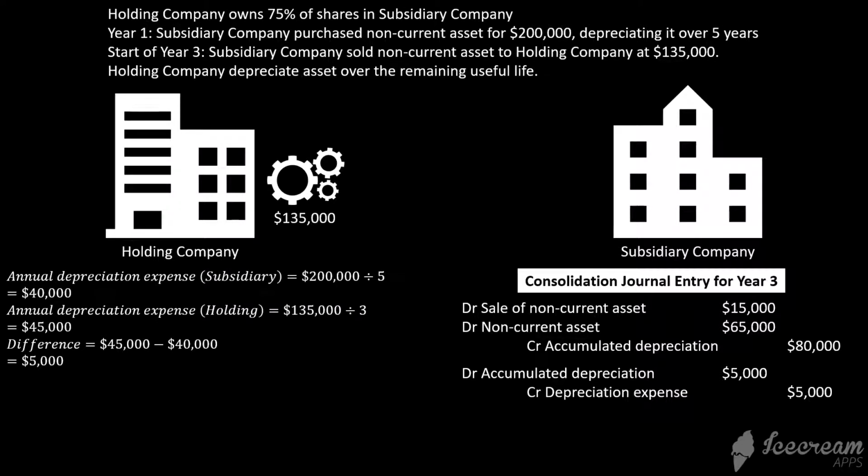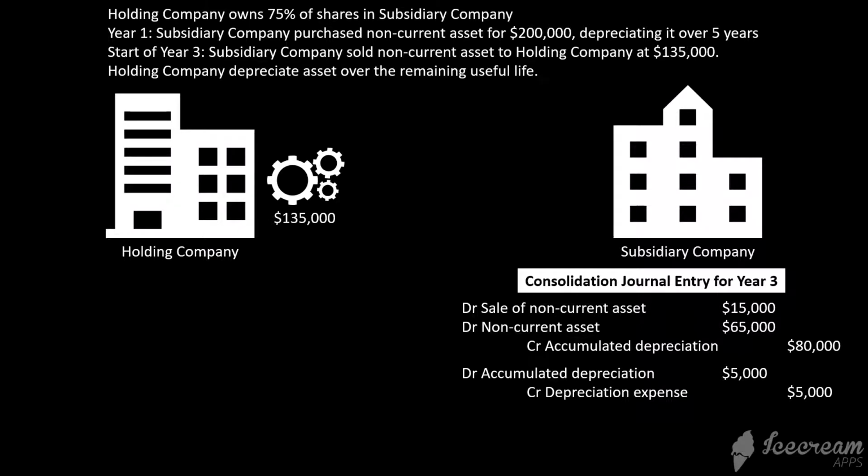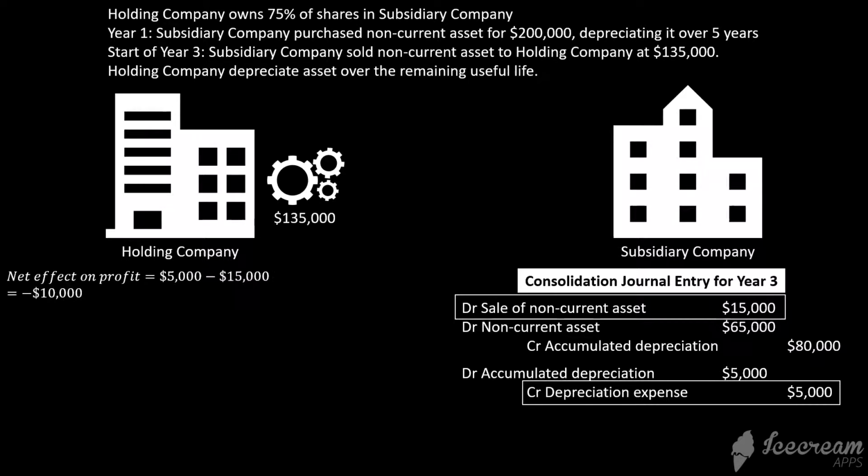Since this is an upstream transaction, subsidiary company selling to holding company, these two consolidation journal entries will affect the subsidiary's profit, which affects the share of profit attributable to non-controlling interest. Before we proceed with adjusting the non-controlling interest, we need to compute the amount of profit that was affected. Essentially, consider the net effect of consolidation journal entries that will affect net profit. Debit sale of non-current asset and credit depreciation expense are the entries that affect net profit, and the net effect of these entries on net profit is a decrease of $10,000.